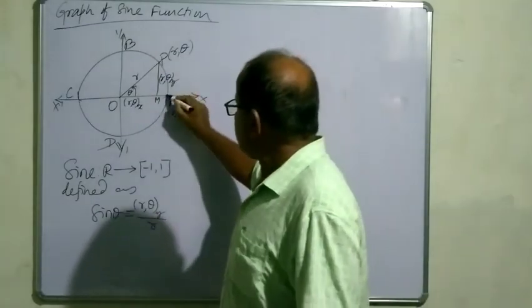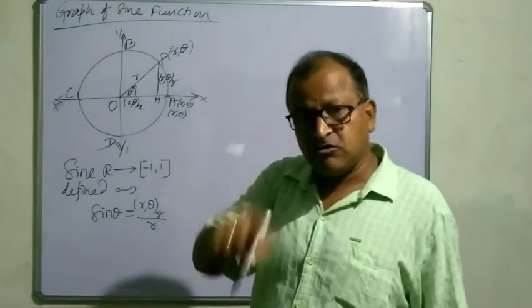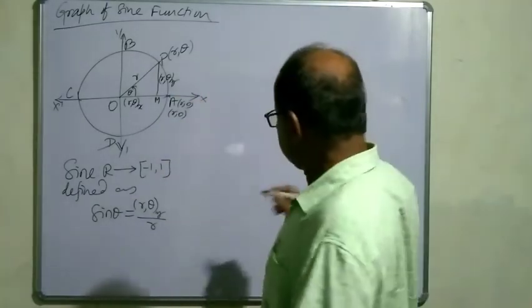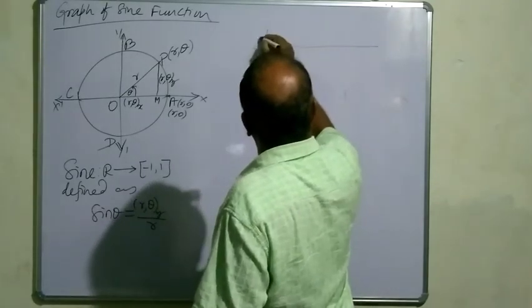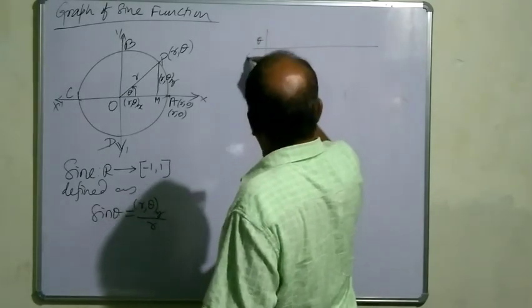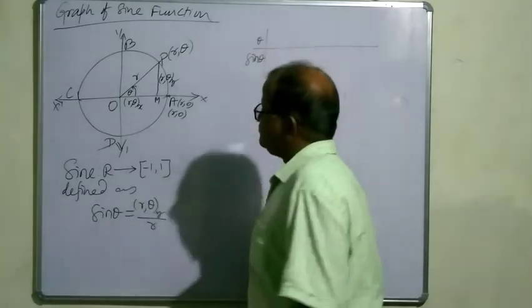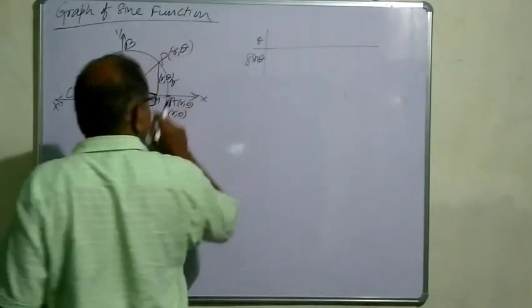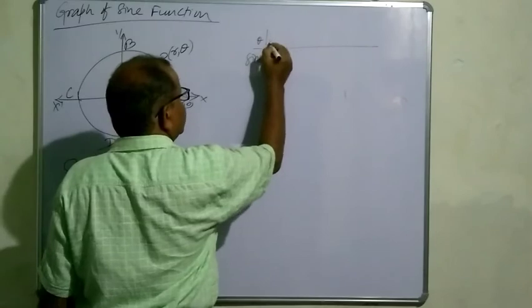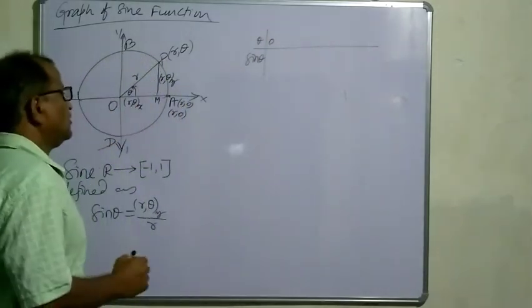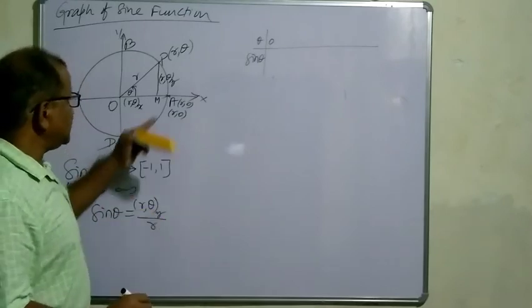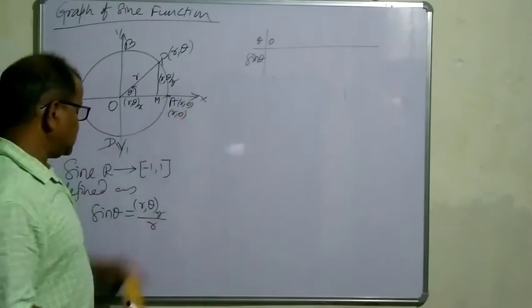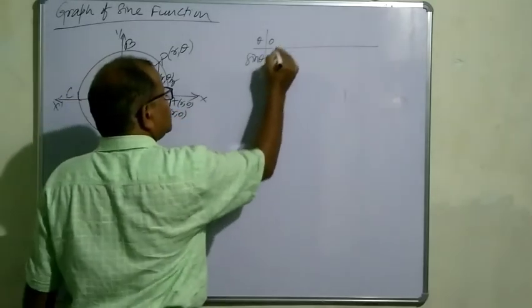So when the point is here, that means theta is 0. Let us take the table: theta and sin theta. When theta is 0, what is the value of sin theta? It is 0, because r theta y is 0 here.